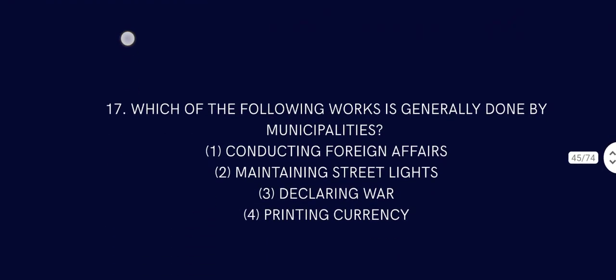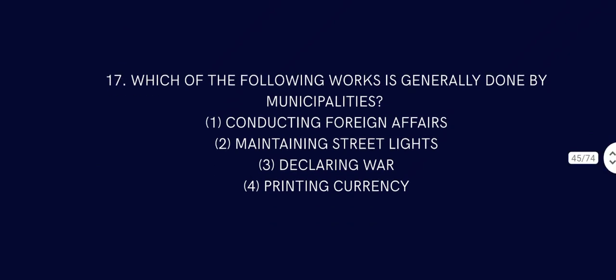Question number 17. Which of the following works is generally done by municipalities? Conducting foreign affairs, no, that is done by the foreign minister. Maintaining street lights, that is the only thing that is generally done by municipalities. Declaring war, nope. Printing currency, nope. So the answer is maintaining street lights.